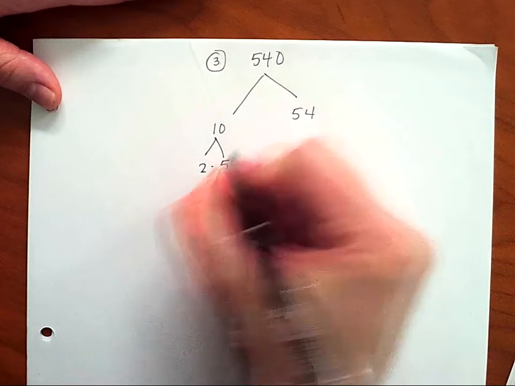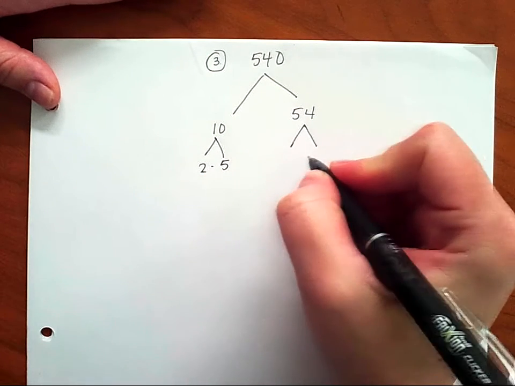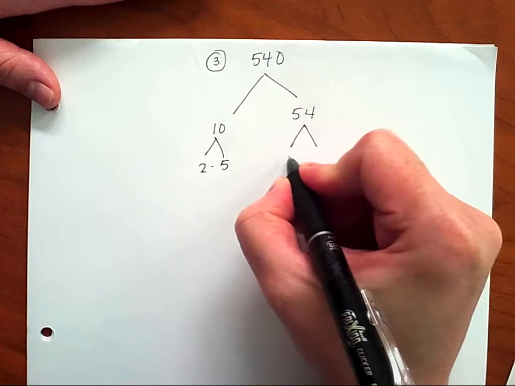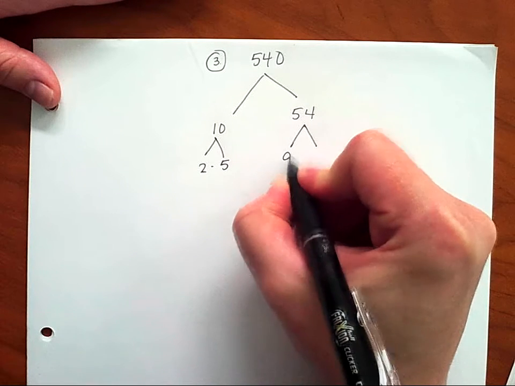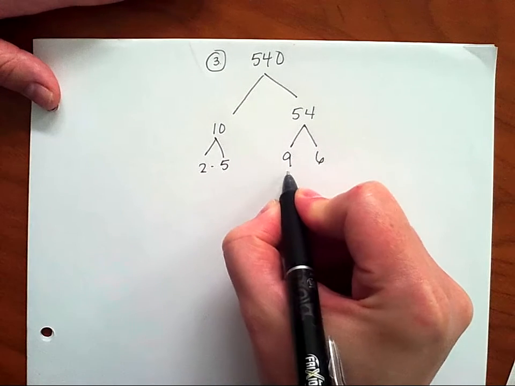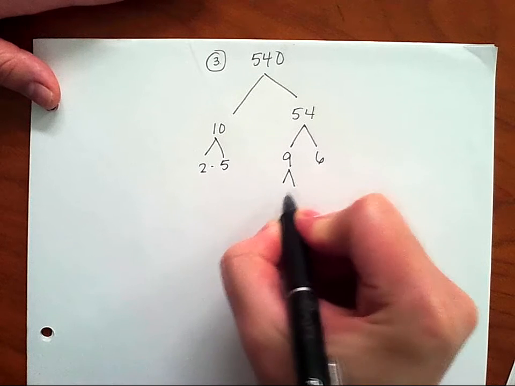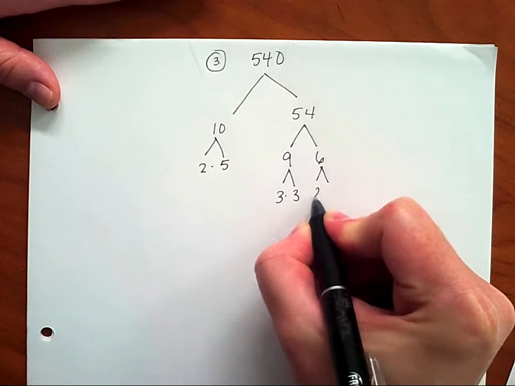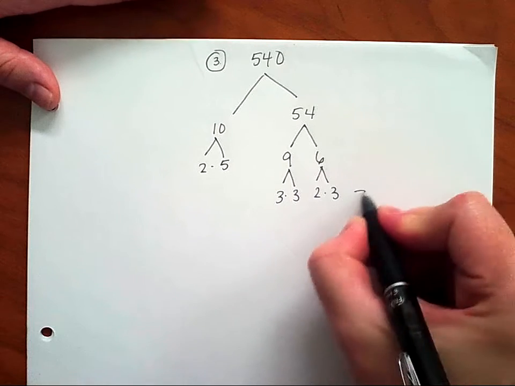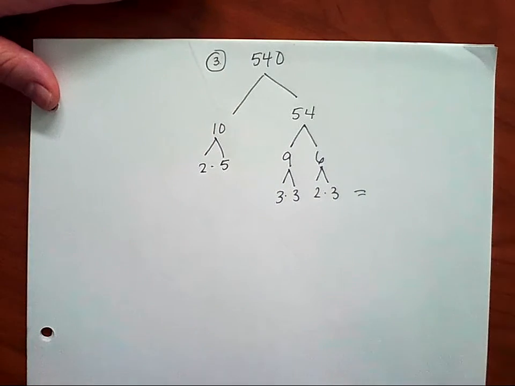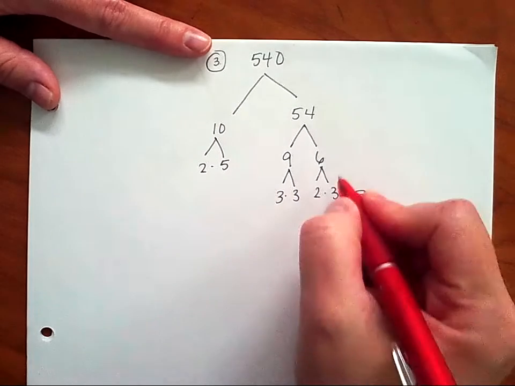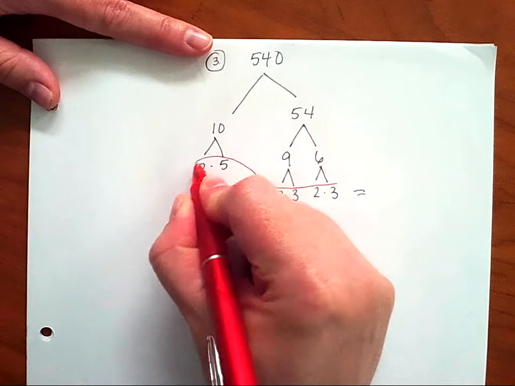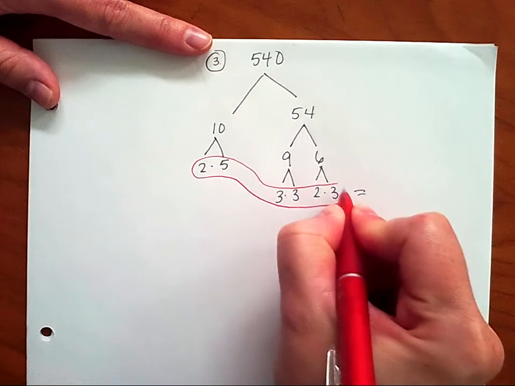What's 54? What is it? 9 and 6. What's 9? 3 and 3. What's 6? 2 and 3. Okay, so let's write that nicely. Write it as 2 to a power, 3 to a power, 5 to a power.